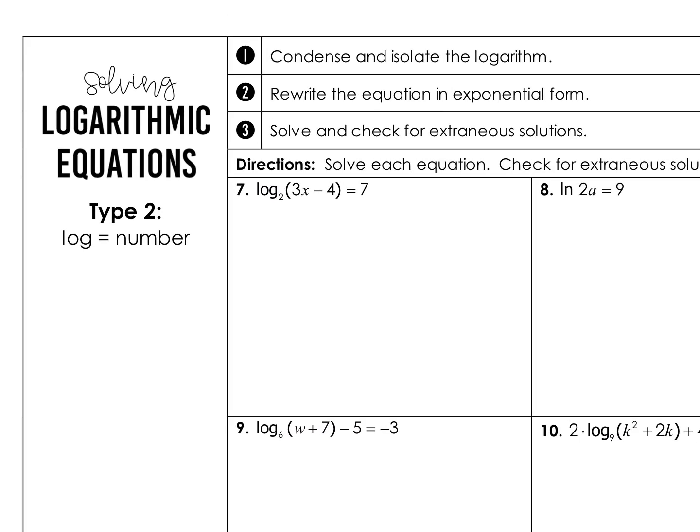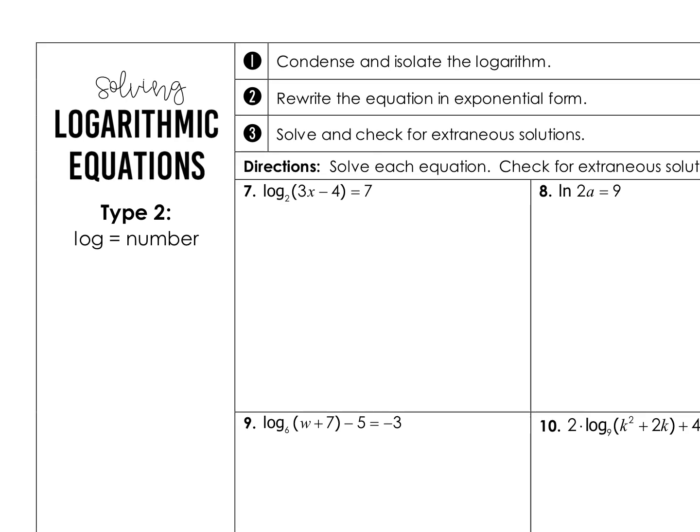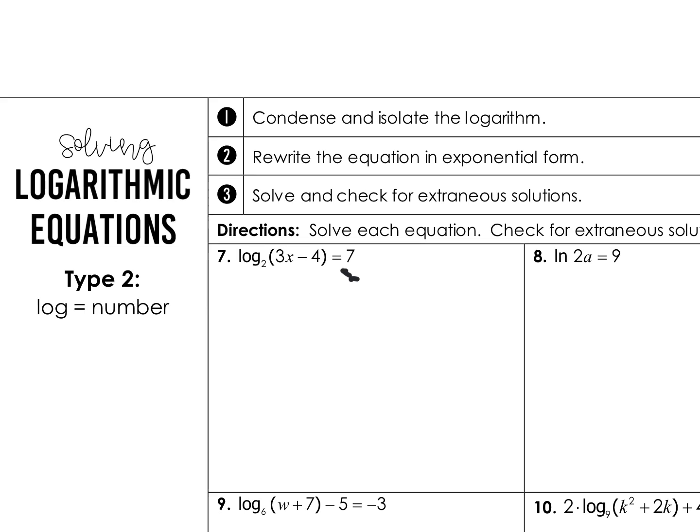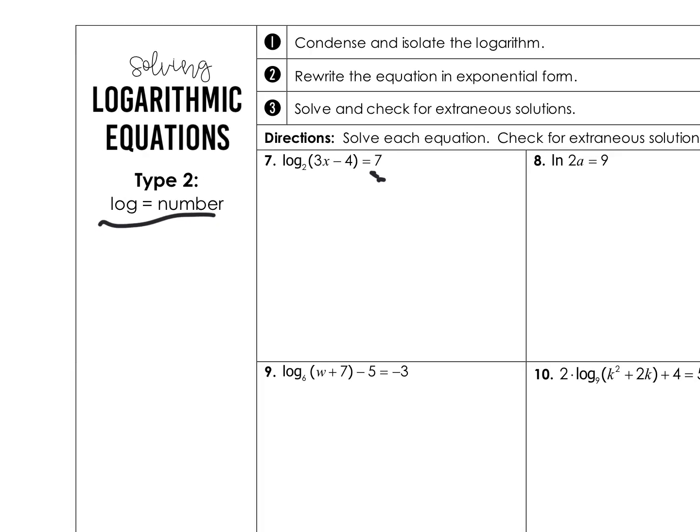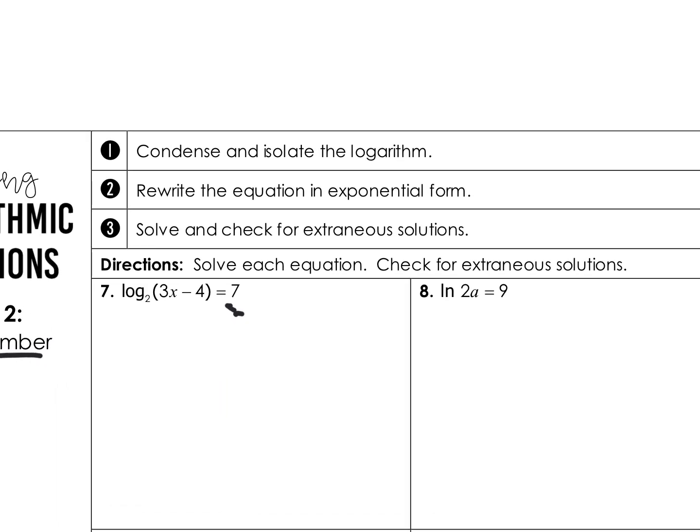This one was, they only have one log, and it's just equal to a number. So that's what that says. The log was equal to a number. It's worth looking at a couple. Again, condense the side that has the logarithm. Then rewrite the whole thing as exponential, because it makes real sense. If you have a whole log equals a number, then that's the exponent. So it makes sense to use it and still check for extraneous.